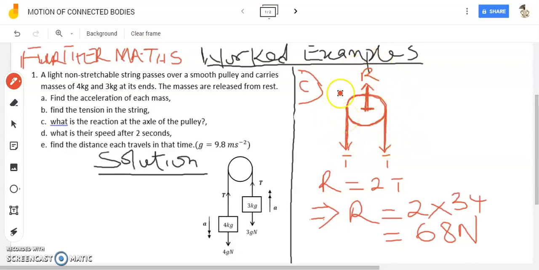And since this pulley does not have acceleration vertically, it is not moving vertically, it means that our vertical forces are equal. That is, the normal reaction here should be equal to the sum of these two, and that is why we have R to be 2T, and that makes R to be 68 newtons.